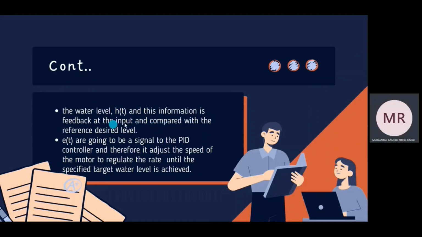It will feedback at the input and compare with the reference desired level. The error signal is going to be a signal to the PID control. Therefore, it's going to adjust the speed of the water, either increase or decrease, depending on the water level, to regulate the rate until the specified target water level is achieved.